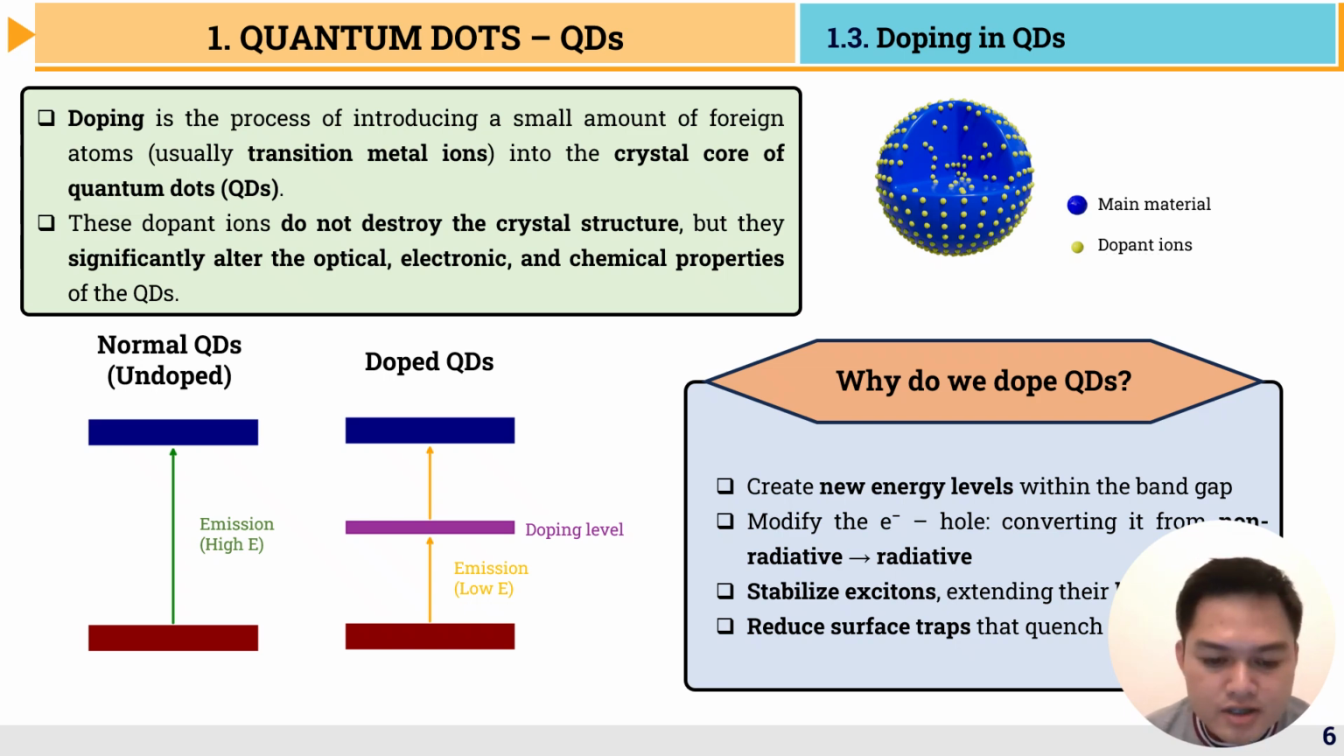Doping quantum dots means adding a resistance metal ion to the system. This changes the optical property without damaging the structure. Doping creates new energy levels, improves radiative recombination, and removes sulfide defects, which reduces trap states and is often called red shift in the emission.